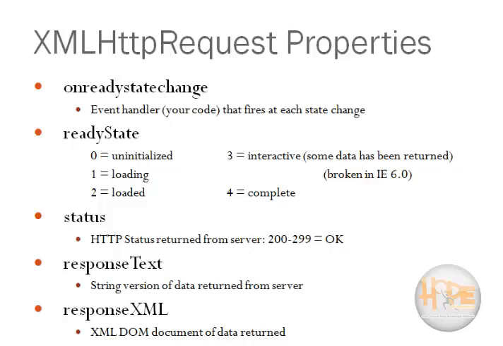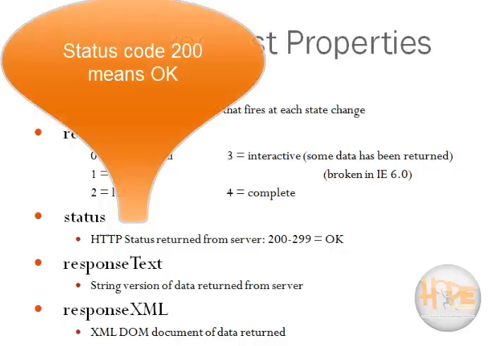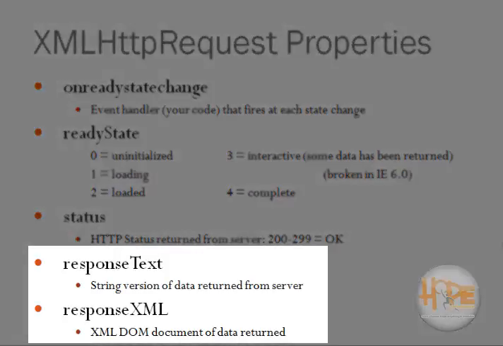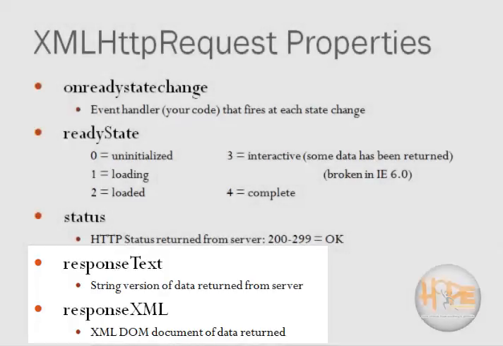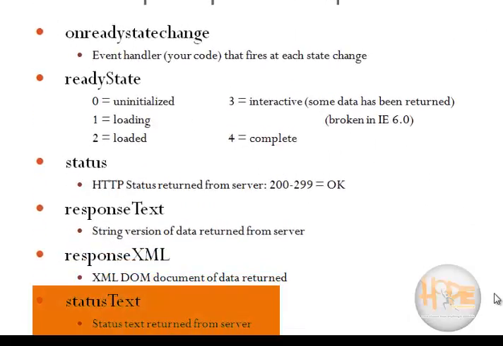The other one is status. It is another property of XML HTTP request. If the HTTP status code is 200, it means that everything went well. Then there are responseText and responseXML. ResponseText is the string version of data returned from the server, while responseXML is the XML DOM document of the data which is returned. Then the other property is statusText. It is the status text returned from the server.